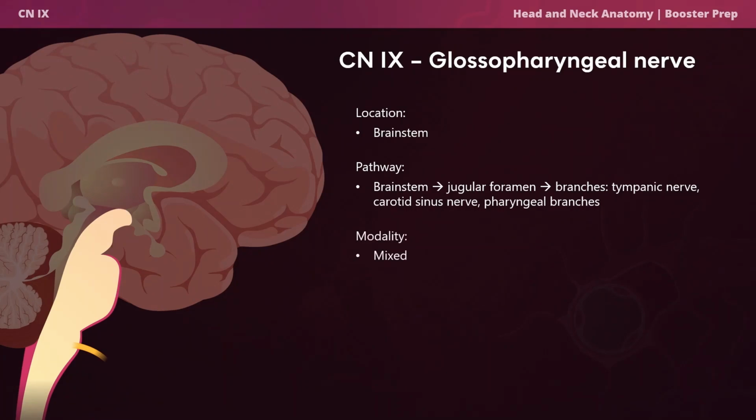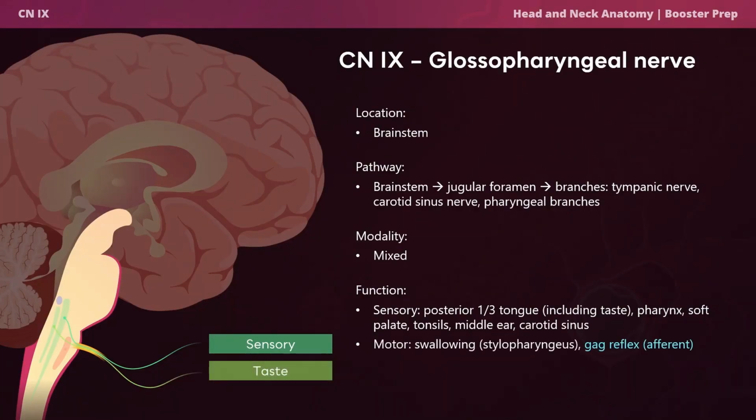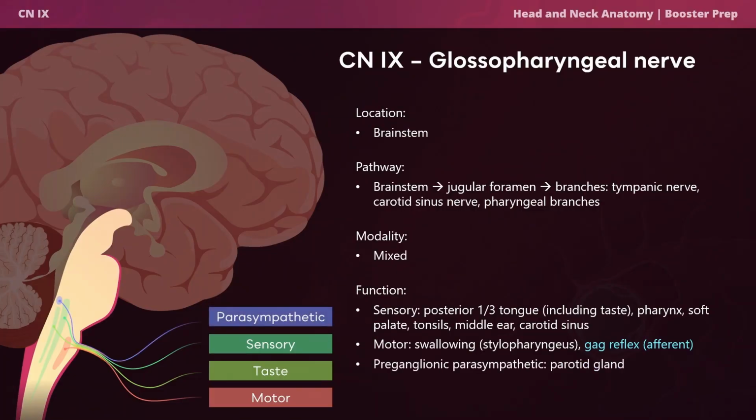And I jumped the gun a bit, describing that the modality was mixed, but I'm sure you guys are fine without the spoiler warning. And in terms of functions, the sensory functions of the nerve involve the innervation of the posterior one-third of the tongue, including taste via its lingual branch, pharynx, soft palate, tonsils, middle ear, and carotid sinus. So this nerve is also responsible for taste, alongside motor function, including swallowing, with the innervation of the stylopharyngeus. So a high yield fact to note is that the glossopharyngeal nerve is the afferent branch of the gag reflex. And it's also important to know that this nerve is responsible for preganglionic parasympathetic innervation of the parotid gland.